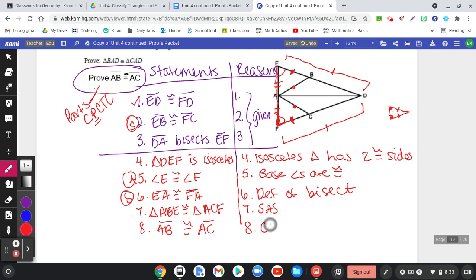By CPCTC. And again, that stands for corresponding, which means matching, parts of congruent triangles are congruent. Matching parts of 2 triangles that are congruent. So once you say the 2 triangles are congruent, you're good to go.